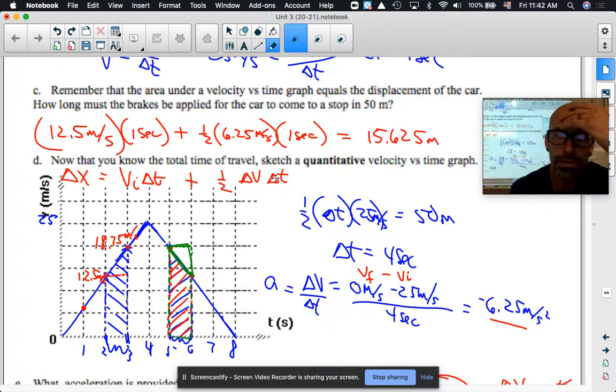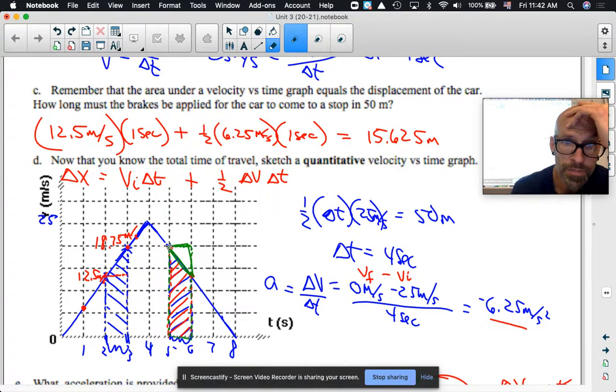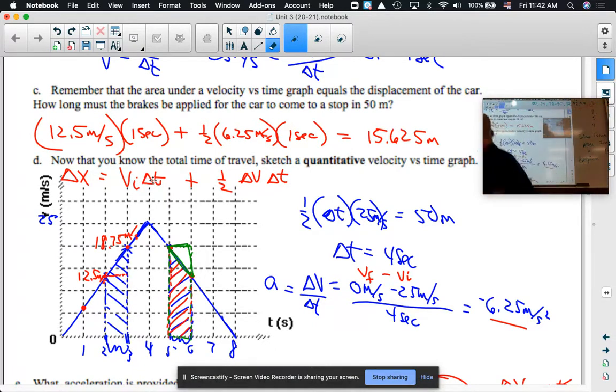In fact, if we look at this single second in time, how would that work out? Well, the initial velocity for the 6th second starts at 18.75 meters per second. That's the initial velocity times 1 second.